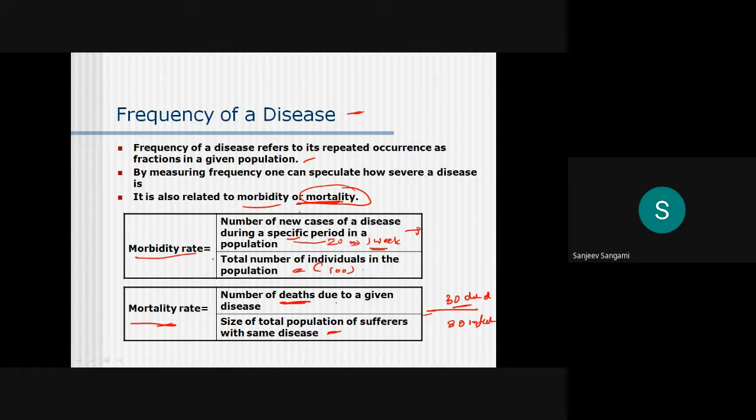But here it is different. Morbidity rate is how many new cases there are in the total population. Here we will not say it is the infection. It is the total number of population, as we were speaking above. But here it is the total population of sufferers with the same disease. For example, in 100, 80 suffer and 30 die. That ratio we can call the mortality rate.